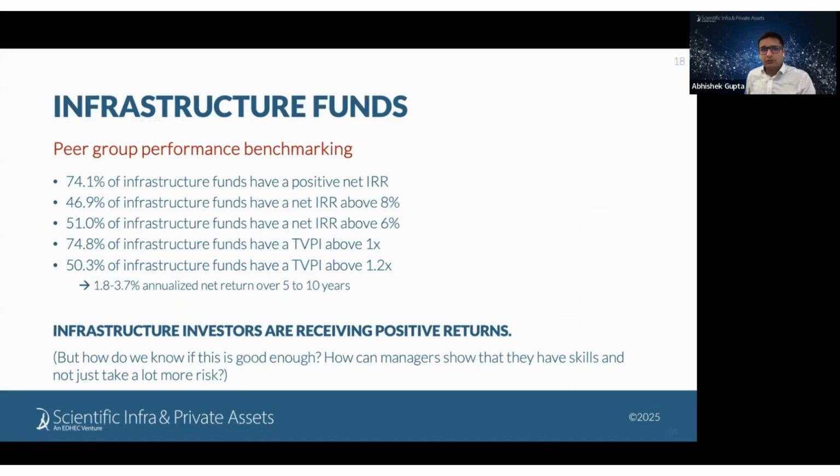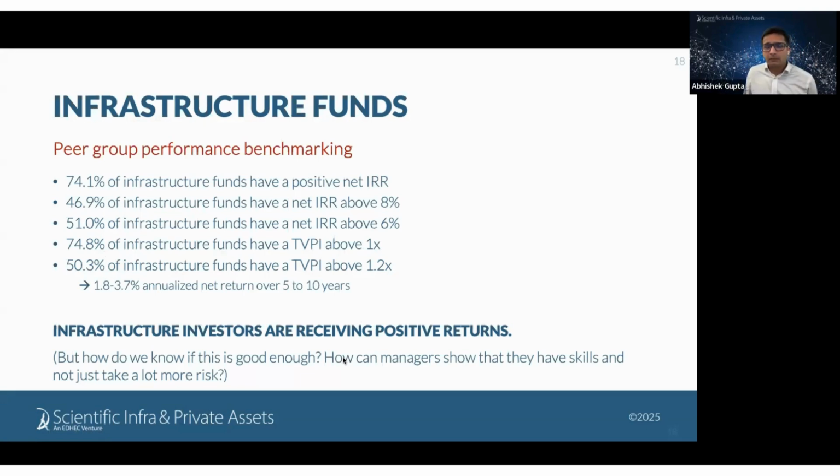A majority of the funds have a positive net IRR, about 74%. 47% of the funds have net IRR above 8%, 51% above 6%. And these are the two popular hurdle rates used in infrastructure funds. Close to 75% of the funds have generated value, so their TVPI is above 1x, and about 50% of funds have TVPI above 1.2x. So again, infrastructure investors are receiving positive returns, but the question remains, is that return due to actually picking good deals or good investments, or is it a component that they're taking a lot more market risk to deliver those returns?